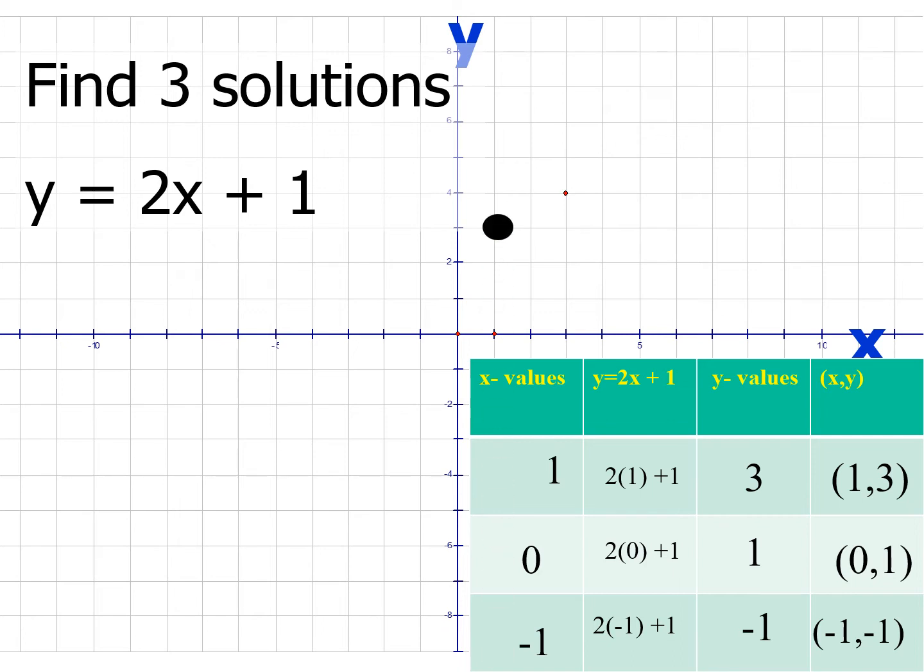(1, 3) is in the first quadrant. (0, 1) is along the y-axis. And (-1, -1) is in the third quadrant. And then after we plot the points, we are going to connect them using a straight line. In here, the line should have arrows on both ends, okay? So that is the graph of y equals 2x plus 1.